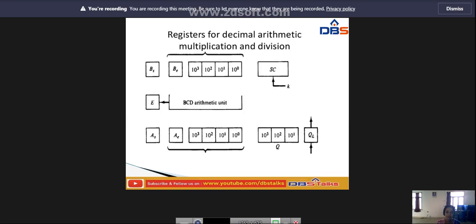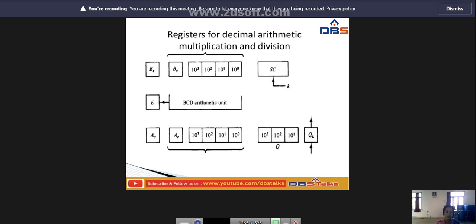Okay, this is the register for decimal arithmetic multiplication and division. Here we are performing both multiplication and division. Here we have the sequence counter, the BS and BE, the E, the BCD arithmetic unit, and the AS. Here we have 10 power 0, 1, 2, 3, and 10 power 1, 0, 0. This is the Q, this is the K, and this is the QL. In this we are performing multiplication and division operations.